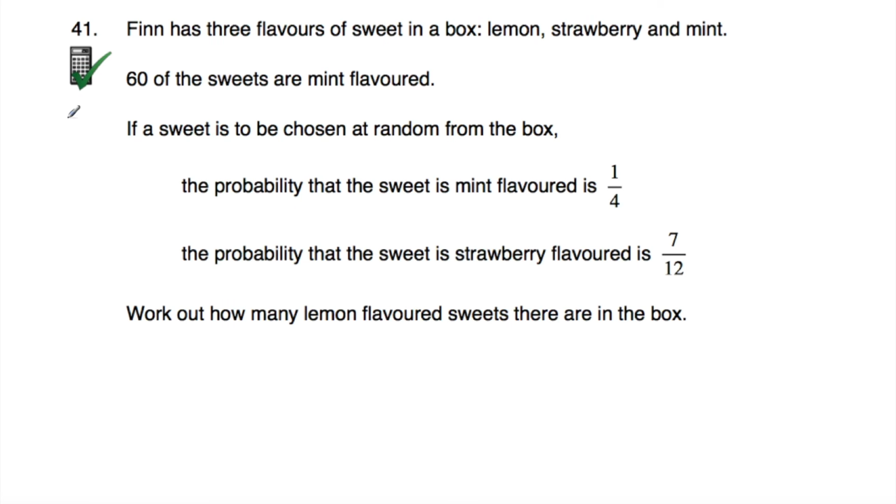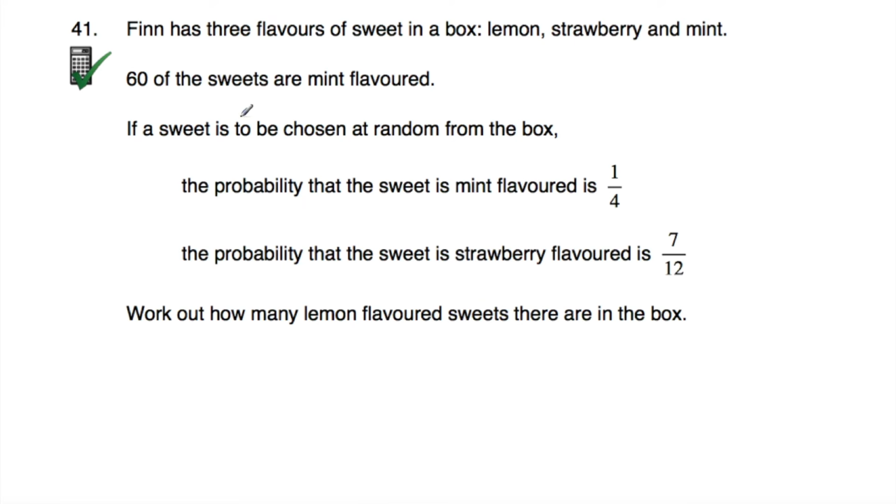Okay, let's have a look at our next question, question number 41. So question number 41 says, Finn has got 3 flavours of sweet in a box, lemon, strawberry and mint. And we're told 60 of the sweets are mint flavoured. And we're told if a sweet is chosen at random from the box, the probability that the sweet is mint flavoured is 1/4. The probability that the sweet is strawberry flavoured is 7/12. And we've been asked to work out how many lemon flavoured sweets there are in the box.